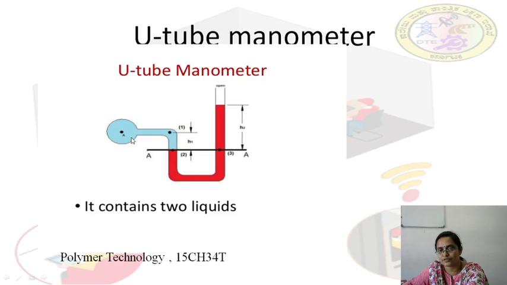PA is the pressure to be measured. Rho 1 is the density of the material whose pressure is to be measured. Rho 2 is the specific density of mercury. H2 is the height of the mercury column. H1 is the height of the liquid whose pressure is to be measured.